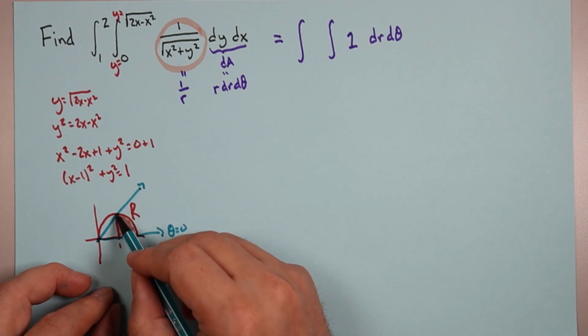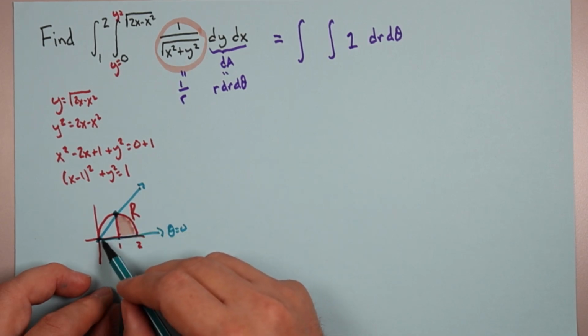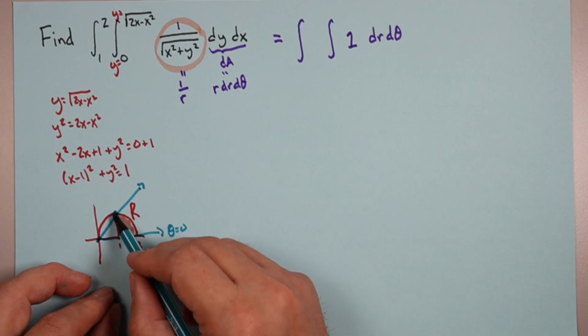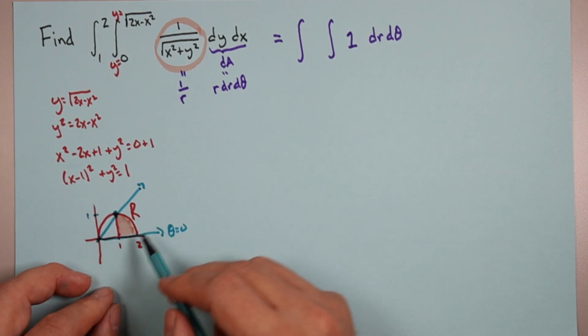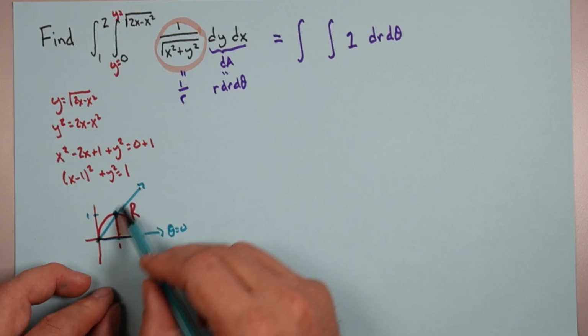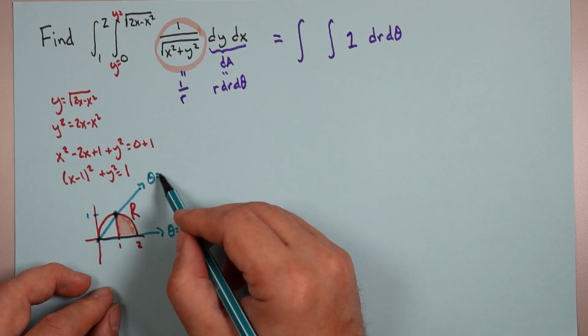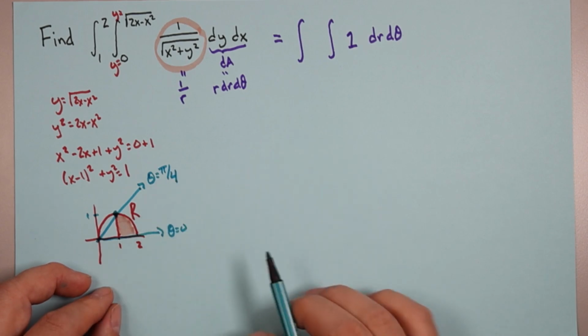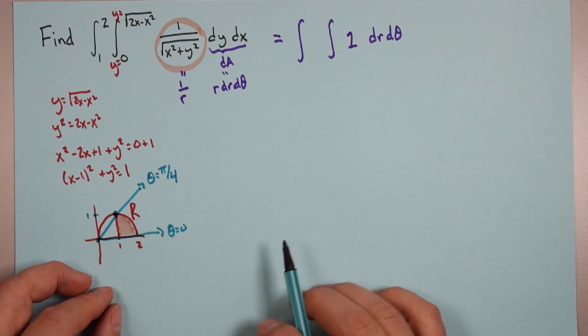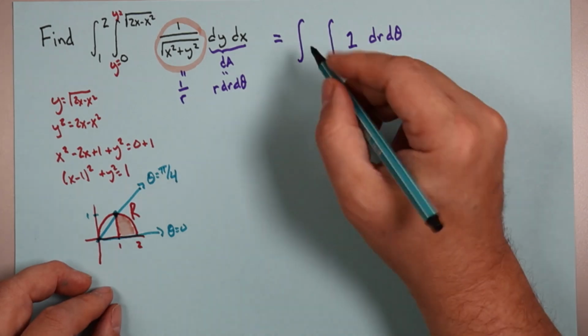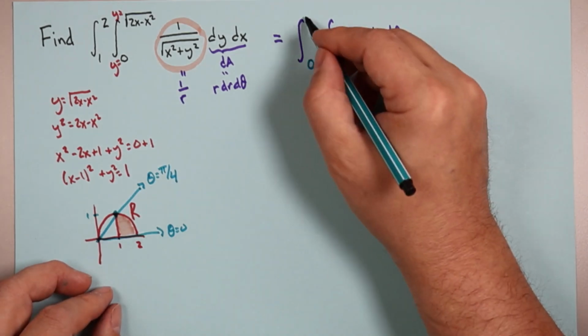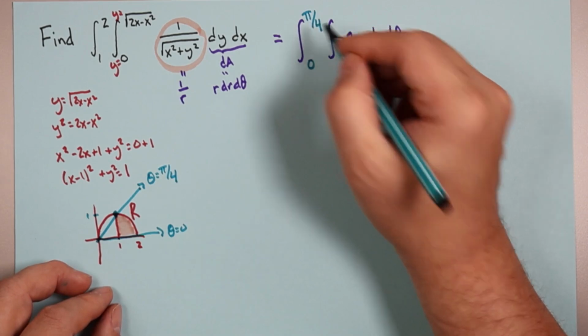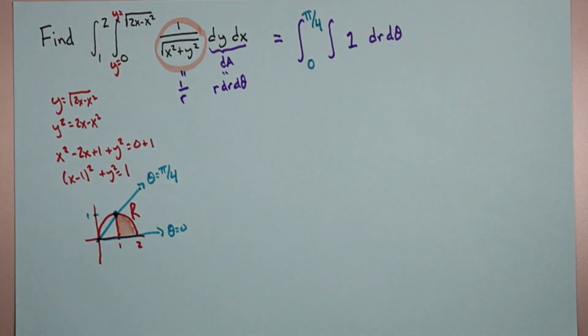Well, notice this point right here. It's at x equals 1, and it's also at y equals 1. So this angle, it's a familiar angle. It's pi over 4. All right, so that tells us our theta bounds. We're going from 0 to pi over 4. All right, now what about the r bounds?